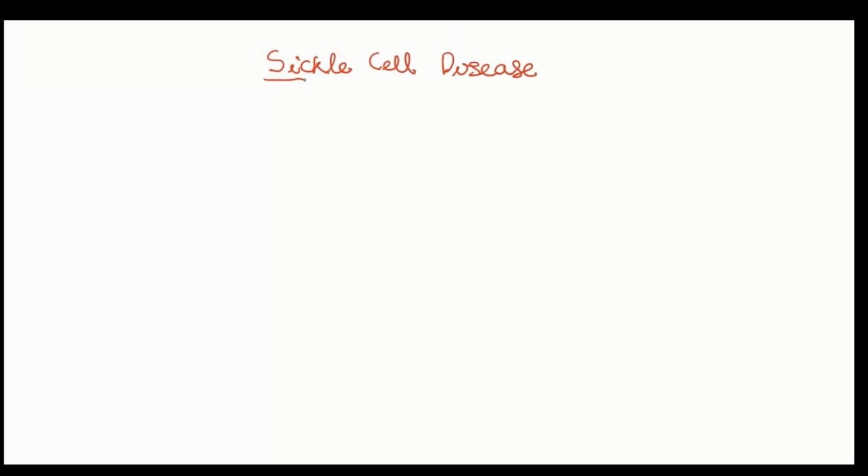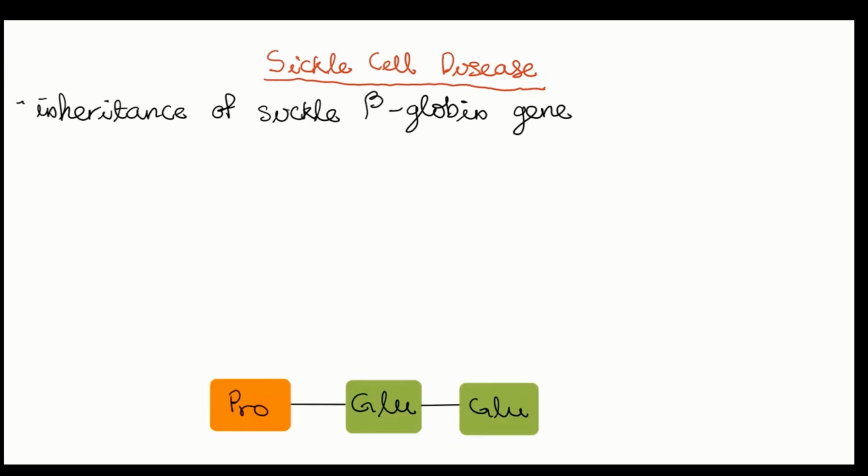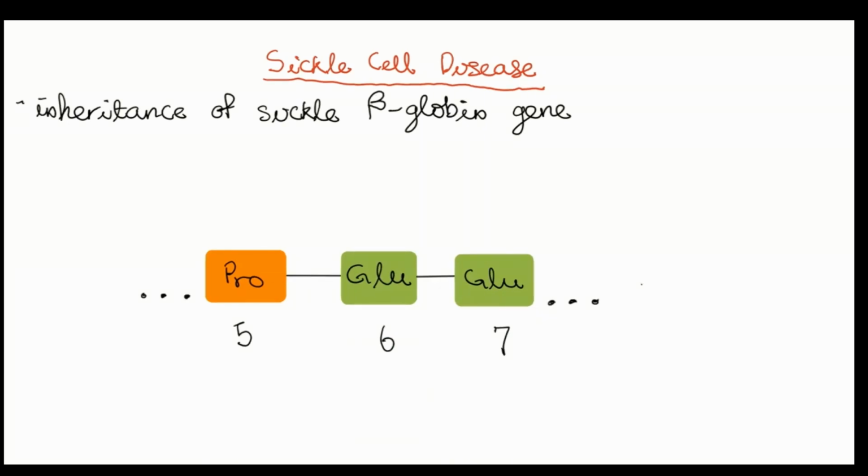Today I will be talking about sickle cell disease. Sickle cell disease refers to a group of red cell disorders resulting from inheritance of the sickle beta globin gene. So here we have a section of the beta globin chain. Glutamic acid is at position 6, and this is what the normal beta globin chain is.